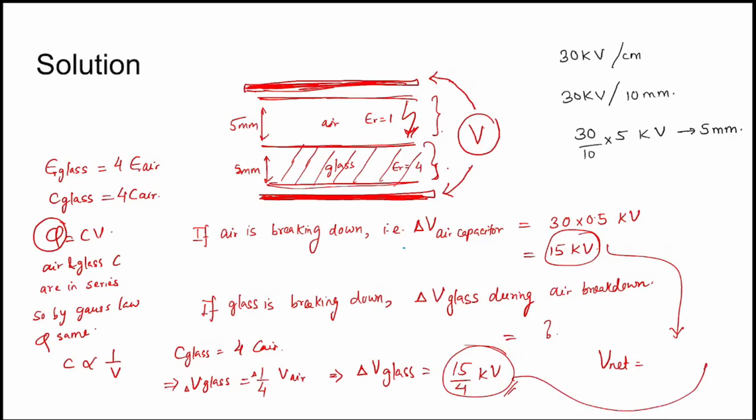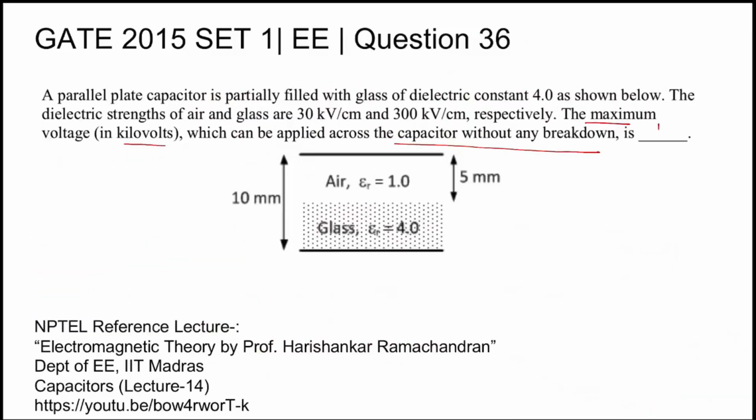Then V net equals, we should add these two. Adding these two, we get the net voltage that can be applied at maximum, and from that point capacitor dielectric breakdown starts to happen. So 15 kV for the air capacitor, and the glass capacitor at that point was 15 by 4 kV, so 18.75 kV. So 18.75 kV is the maximum voltage.